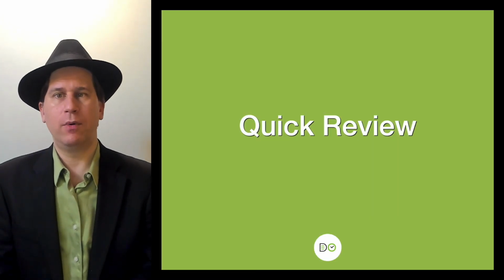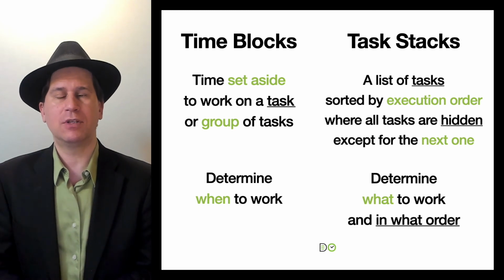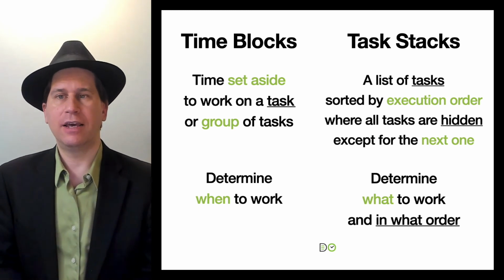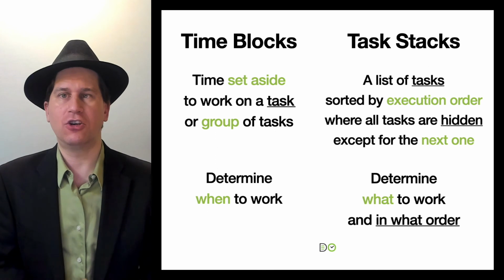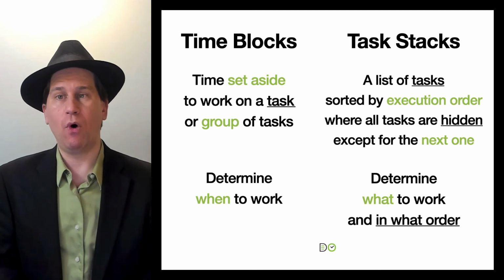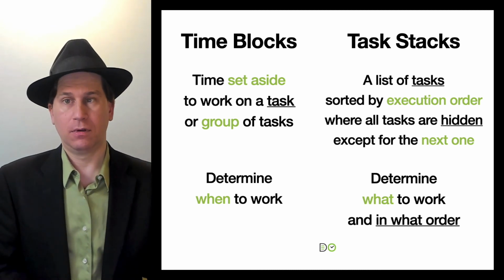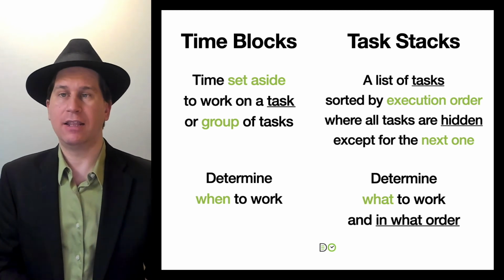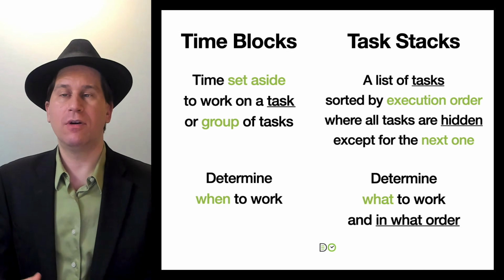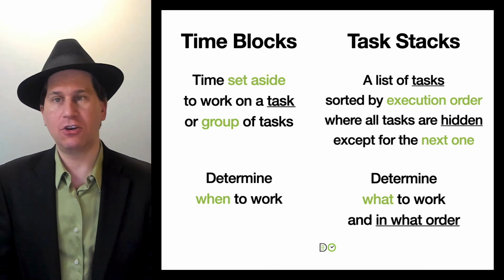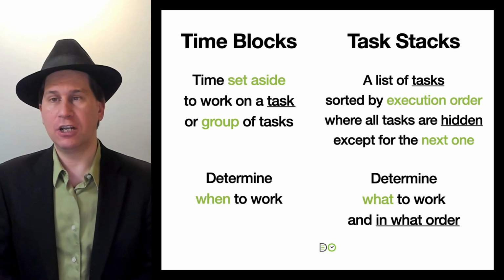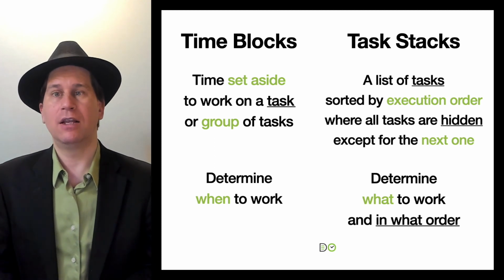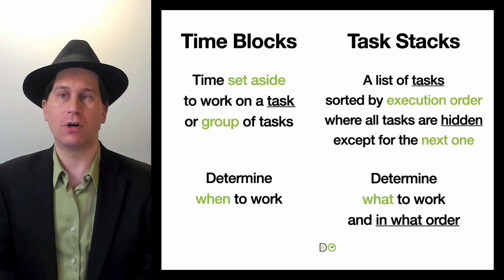So let's quickly review what we learned today. Time blocks are time set aside to work on a task or a group of tasks. They determine when to work. Task stacks are a list of tasks sorted by execution order where all tasks are hidden except for the next one. They determine what to work on and in what order. And so by having a task stack that you use in combination with your time block, you can make sure that you're using the execution time of that time block more efficiently, you're getting distracted less, you're procrastinating less, and you are making sure that you're working on the most important items on your list.